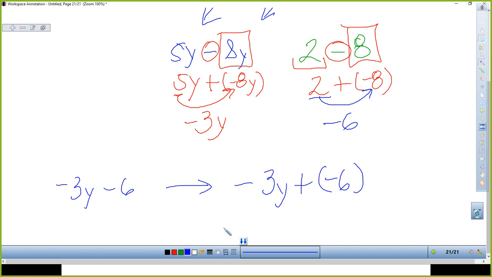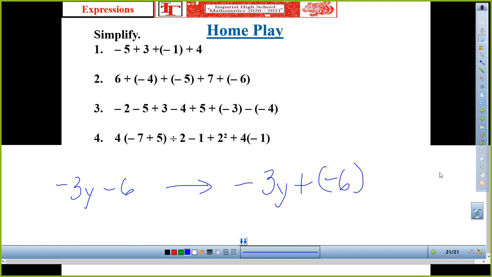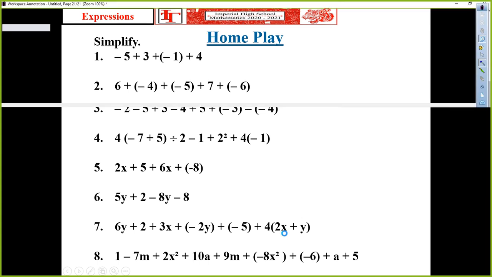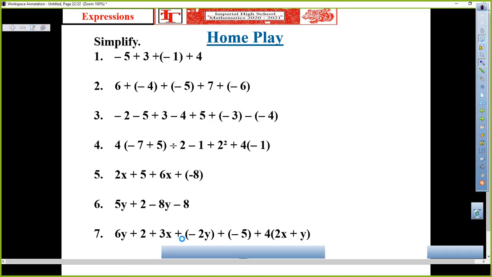Alright? So, let's go to number 8. Number 8 looks interesting on the homework from last week. Now that we did some practice right now, can you redo number 8 by yourself?